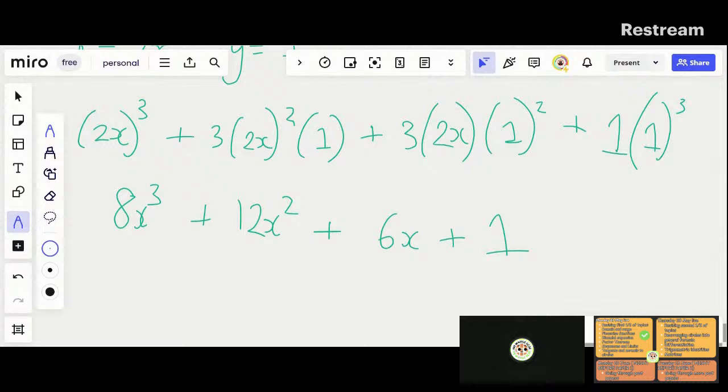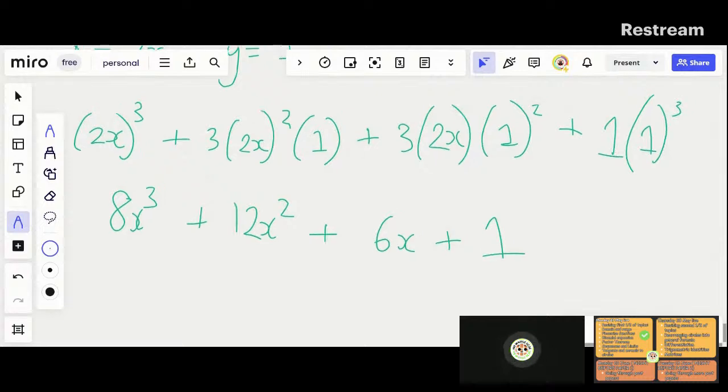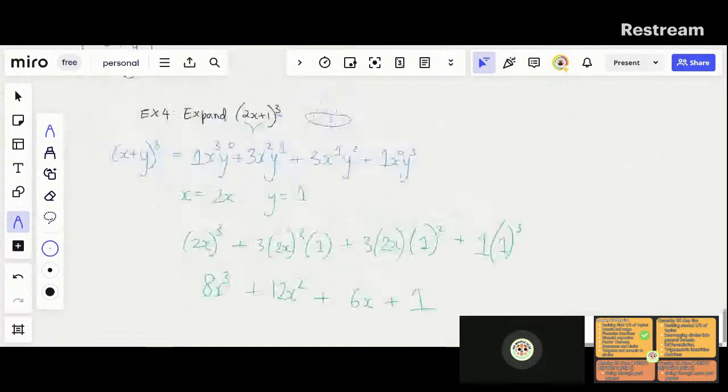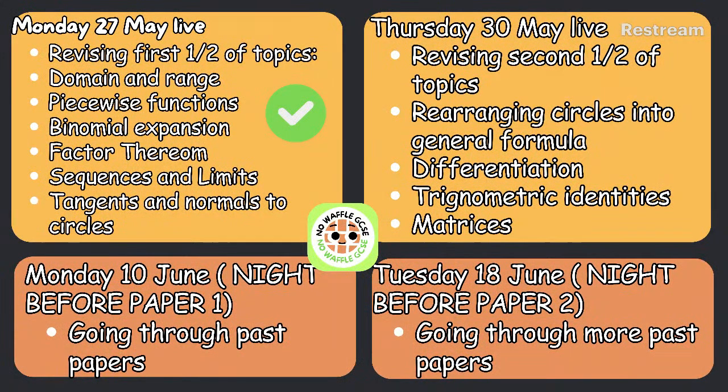So that is it for binomial expansion. That's pretty much all it is, applying Pascal's triangle to expanding different things out. Now we are going to move on to the next topic. The next topic is factor theorem, and then we've got sequences and limits, and then tangents and normals to circles. We're trying to go as fast as possible so that maybe at the end we can do a bit more practice of harder questions.